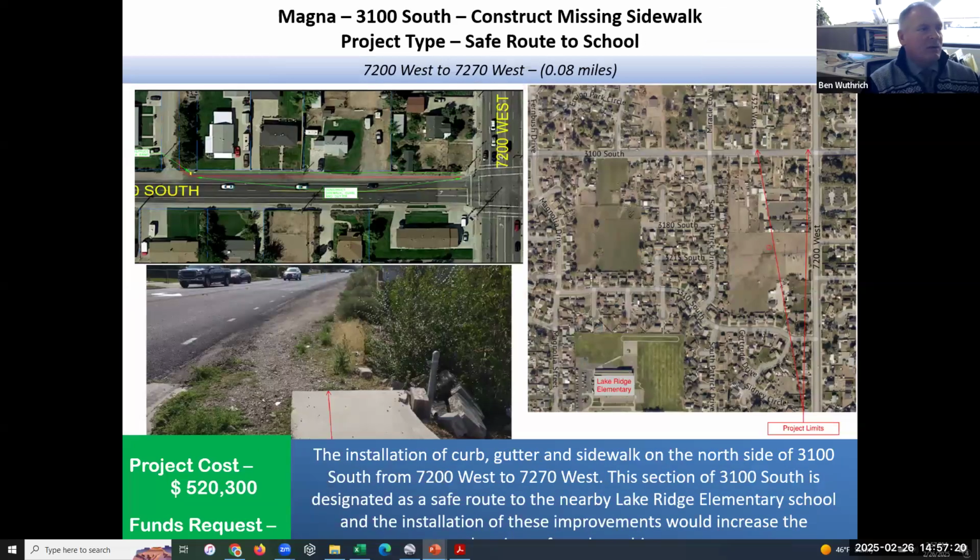Next project is a request in Magna. This is on 3100 South. This is to construct missing sidewalks. It's a safe route to school request between 7200 West and 7270 West. Almost 1/10 of a mile in length. Estimated project cost is 520 plus thousand. Funds being requested are 485,000 plus.